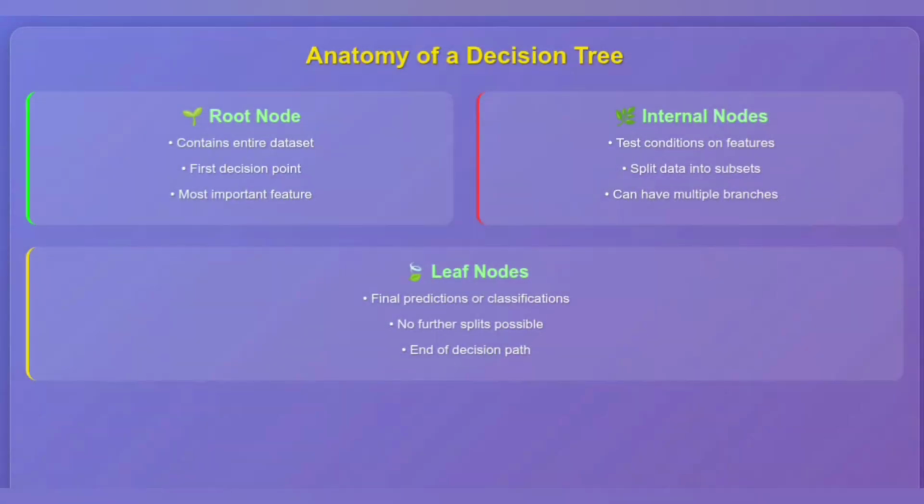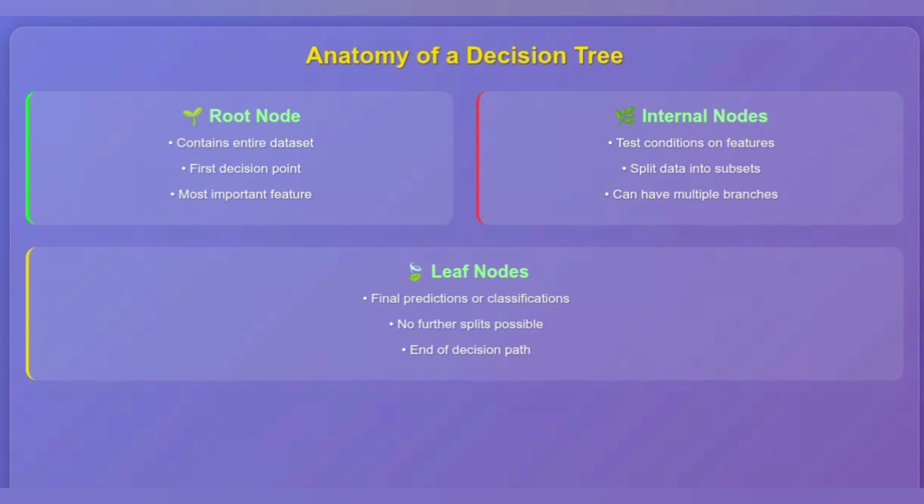Let's break down the anatomy of a decision tree. At the top, we have the root node. This is where we start with our entire dataset. As we move down, we encounter internal nodes, which represent the decision points or tests on our features. The branches show the possible outcomes of each test. Finally, at the bottom, we have leaf nodes. These contain our final predictions or classifications.